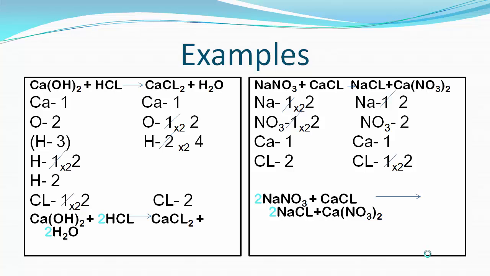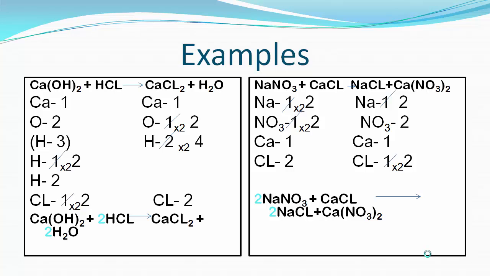Another example is NaNO3 plus CaCl yields NaCl plus CaNO3 2. So in the beginning, Na starts with 1, NO3 starts with 1, Ca with 1, Cl with 2. And on the right side, it starts with Na 1, NO3 2, Ca 1, and Cl 1. So the only thing that isn't changed overall is the Ca's, those are equal. So we need equal NO3s. So I have two NO3s on the right side.